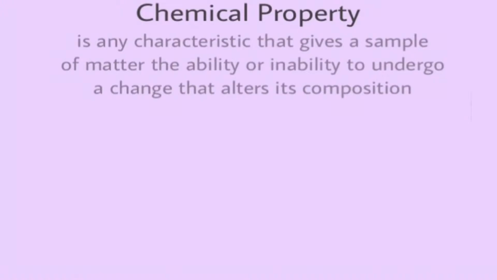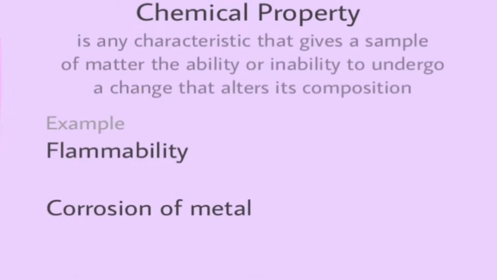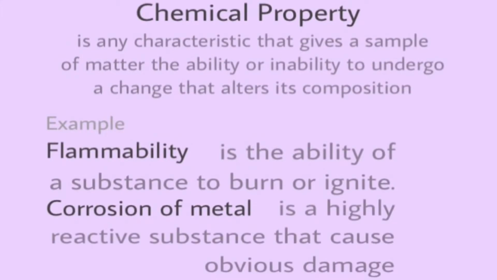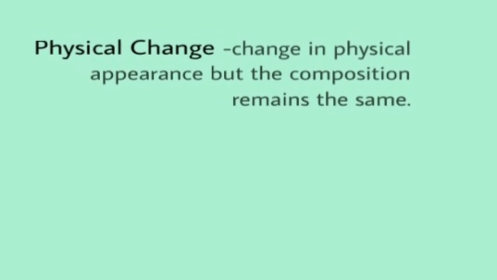A chemical property is any characteristic that gives a sample of matter the ability or inability to undergo a change that alters its composition. For example, flammability and corrosion of metals. Flammability is the ability of a substance to burn or ignite, while corrosion of metals is a highly reactive process that causes obvious damage.